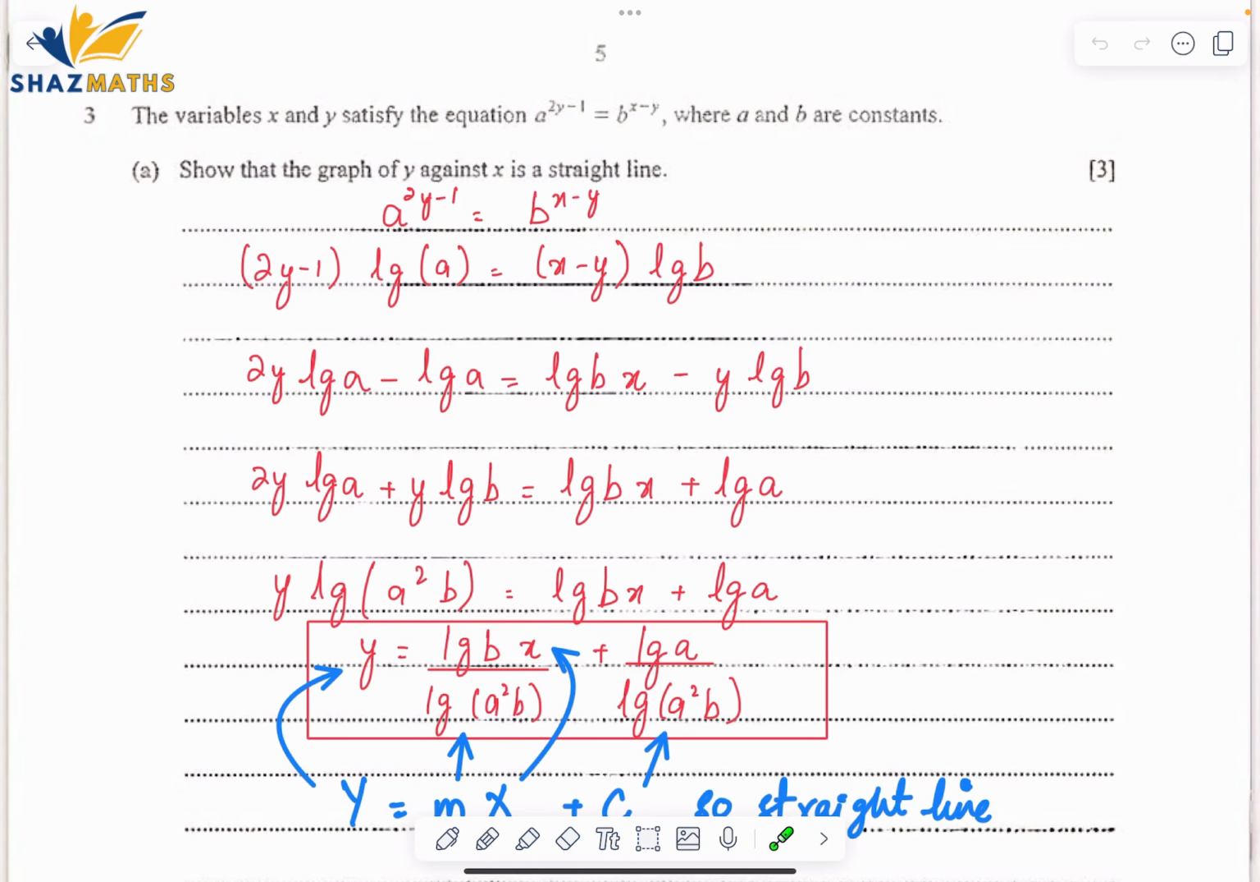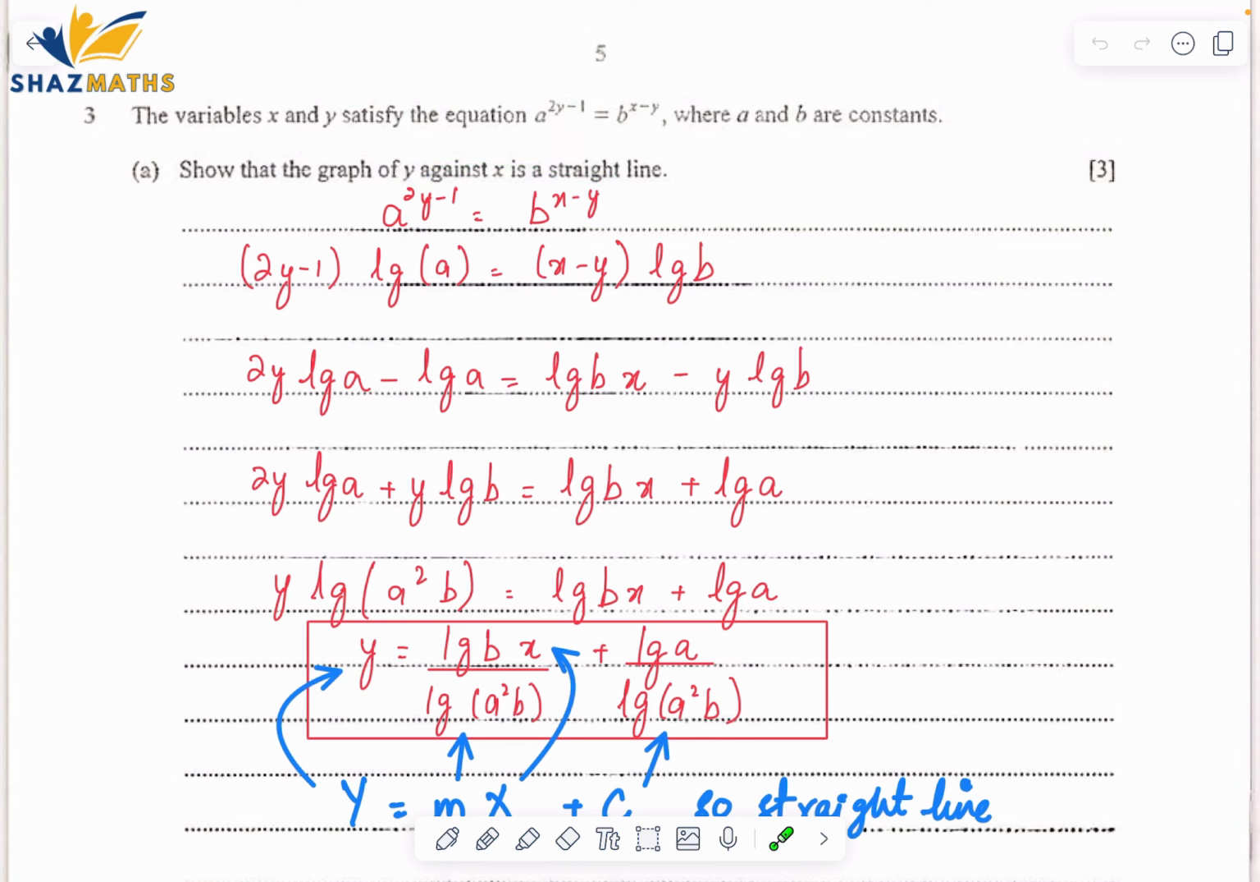Moving on to question number 3. The variables x and y satisfy the equation a to the power 2y minus 1 equals b to the power x minus y, where a and b are constants. Show that the graph of y against x is a straight line. So for a straight line, the equation is y equals mx plus c. So we need to convert this form into y equals mx plus c.